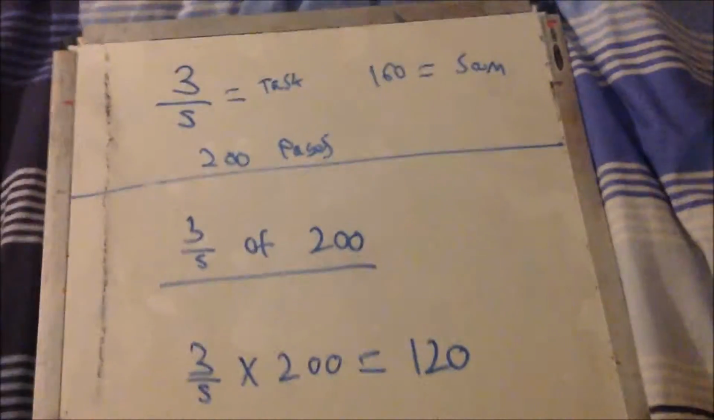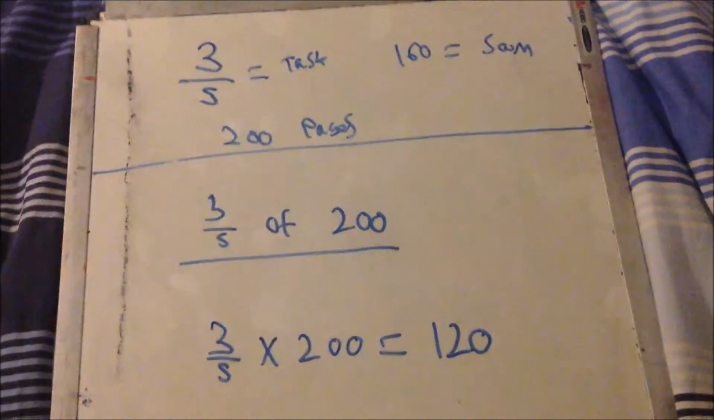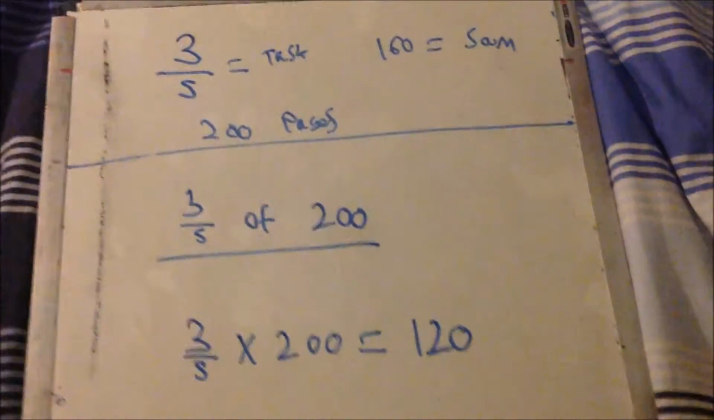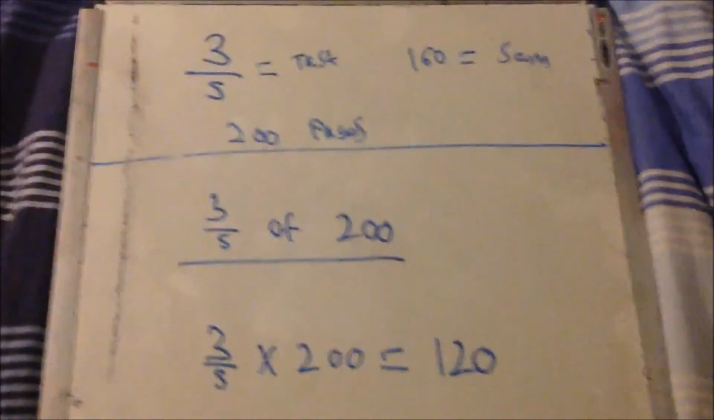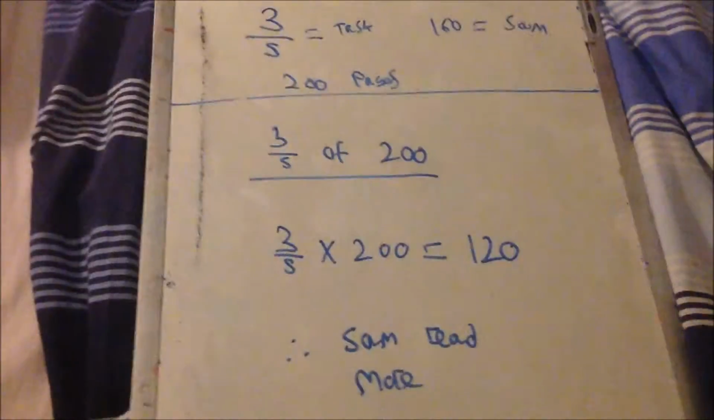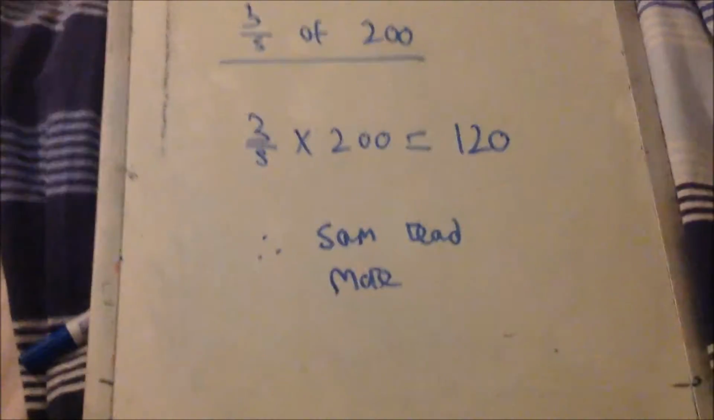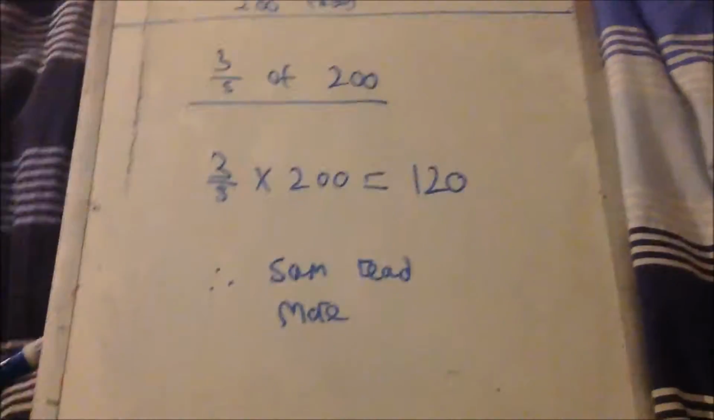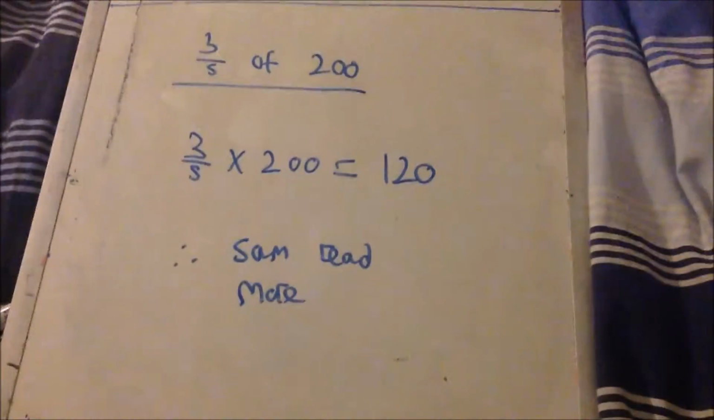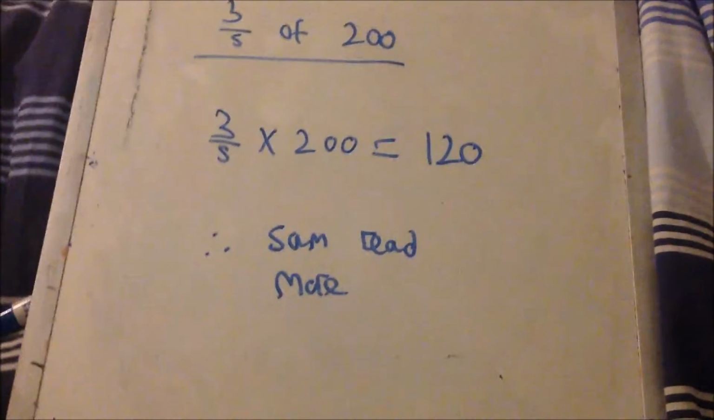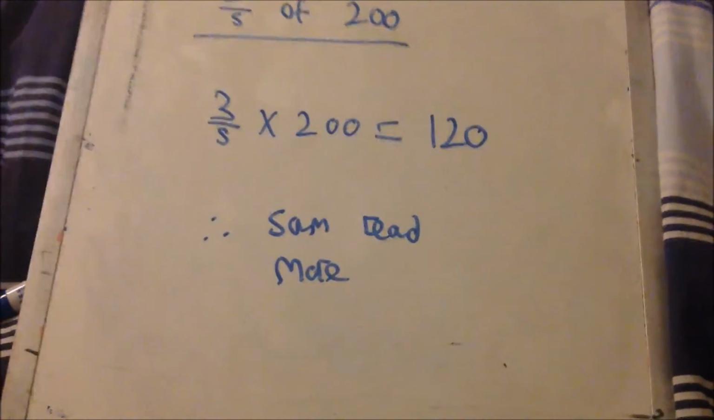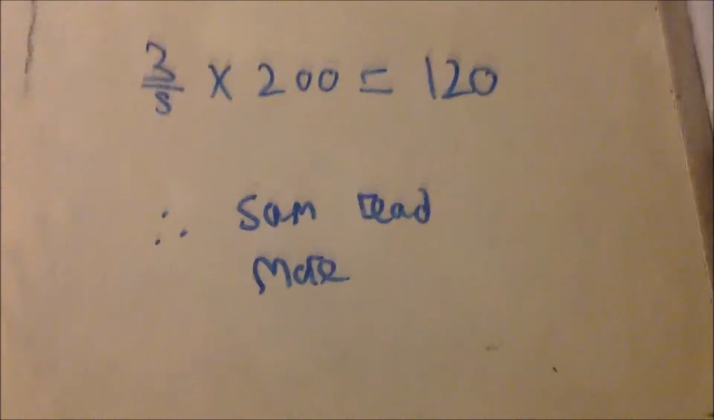So we found out that 3/5 of 200 is 120, but Sam's read 160 pages. So the third step is bringing all that back in and linking it all in the conclusion that Sam's read more. He's read 160 pages, and Tash has only read 120 pages, sorry. But now I would say we need to add more to this. Sam's read more. You need to add a bit more to that.